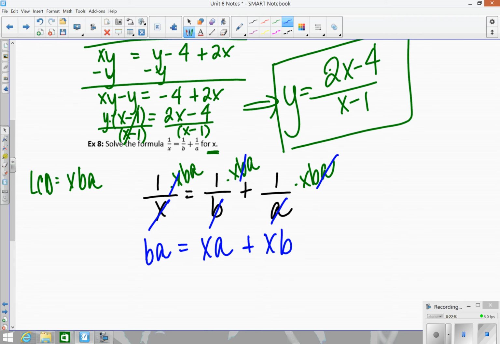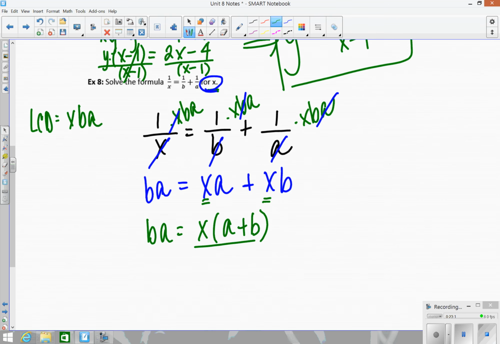So we have XB. And again, I'm trying to solve for x. So that means I need to get x by itself. So if you look here, we have an x and we have an x that we're going to be able to factor out, which will get x by itself. So we're going to go ahead and factor that x out. We'll be left with an a plus b, which will then allow me to divide everything by a plus b to get x by itself. So these cancel, and I'm left with x equals BA over A plus B.